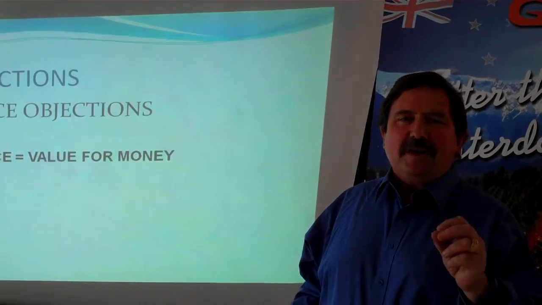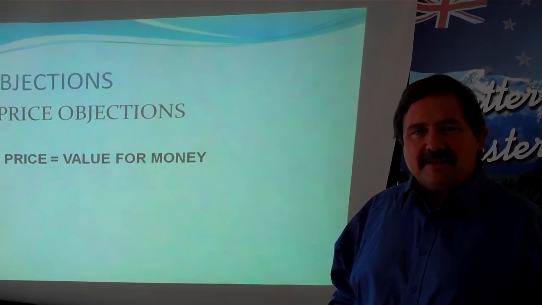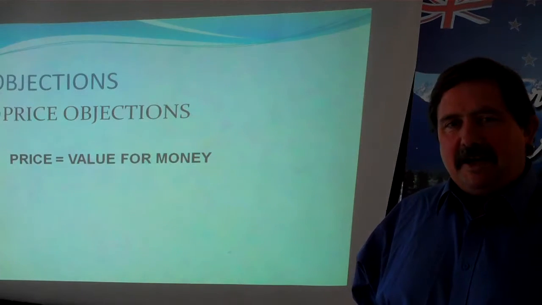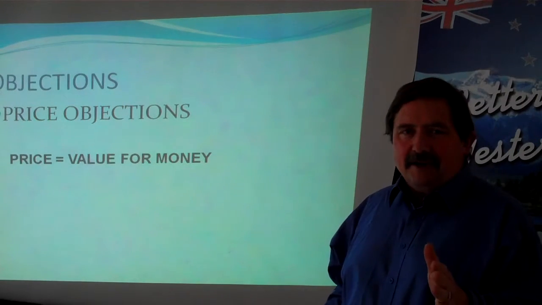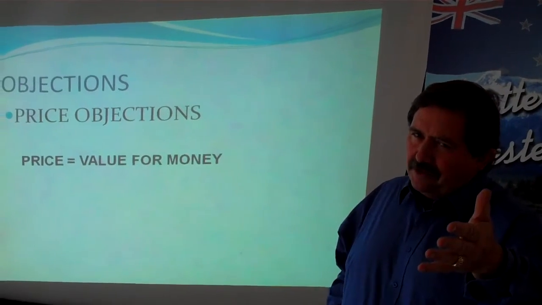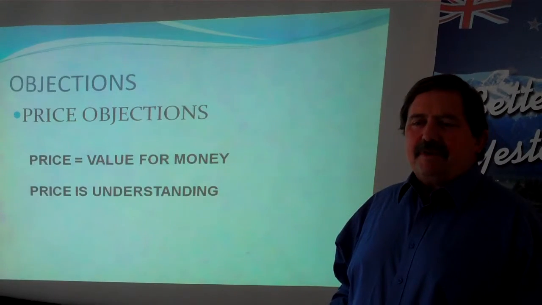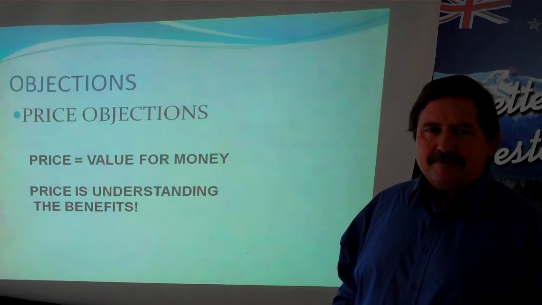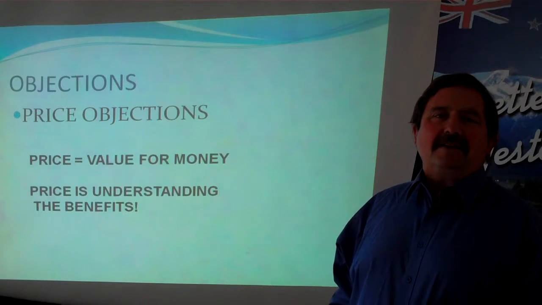The first one is to think about what price really is. Price is about value for money. Price is not about thinking that we're too expensive. The second thing that price is all about is understanding the benefits. Now I want you to think about the spelling of the word price.